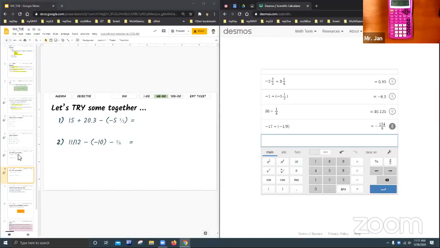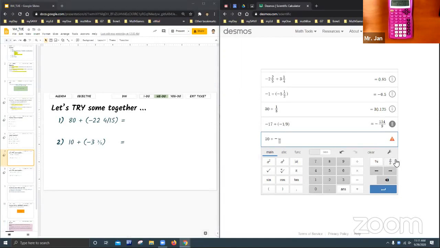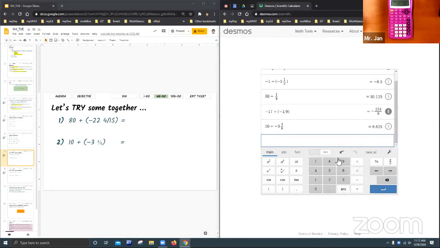The next question was 10 plus negative. When you type something like 3/8, first try to type the fraction section. This is the fraction button. You click the fraction, and for 3, you go to the top, and for 8, you go to the bottom, and you need to go in front of this fraction sign. So it's 3 3/8. When you hit enter, you're going to see it's 6.625. Okay.